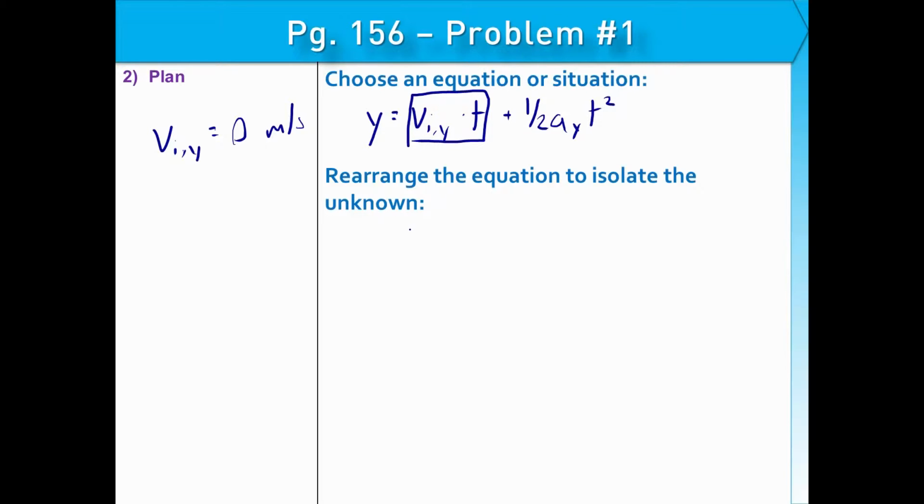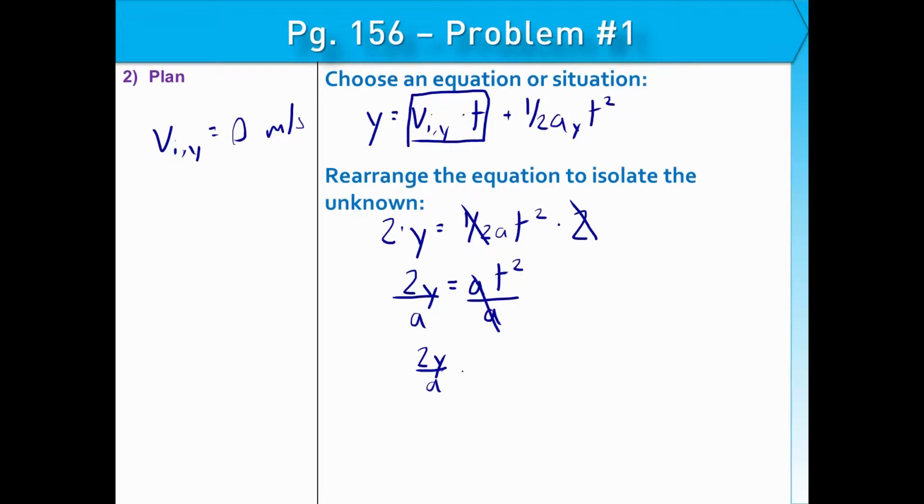So I'm going to go ahead and rewrite the equation right now. y is equal to 1/2 a t squared. I'm going to go ahead and solve for time. So I'm going to multiply both sides by 2. So this 2 and this 1/2 cancel. I'm going to get 2 times y is equal to a t squared. Divide both sides by a. a crosses out. I'm left with 2y over a equals t squared. I'm going to get rid of this square, so I'm going to square root both sides. So I'm going to be left with time is equal to square root of 2 times y over a.